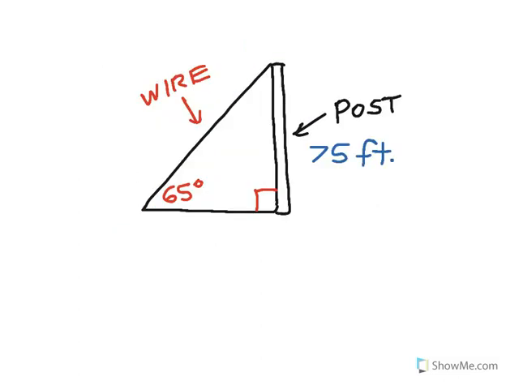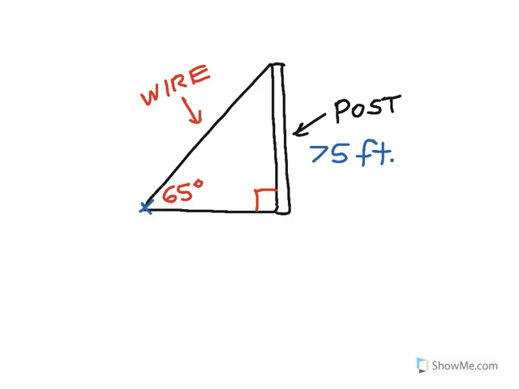Okay, so let's say that I have a post that I know is 75 feet tall, and I have a wire attached to the ground far away from the post, and I know that that wire has an angle of elevation with the ground of 65 degrees, and it attaches to the top of the post, and I want to know how long is the wire.